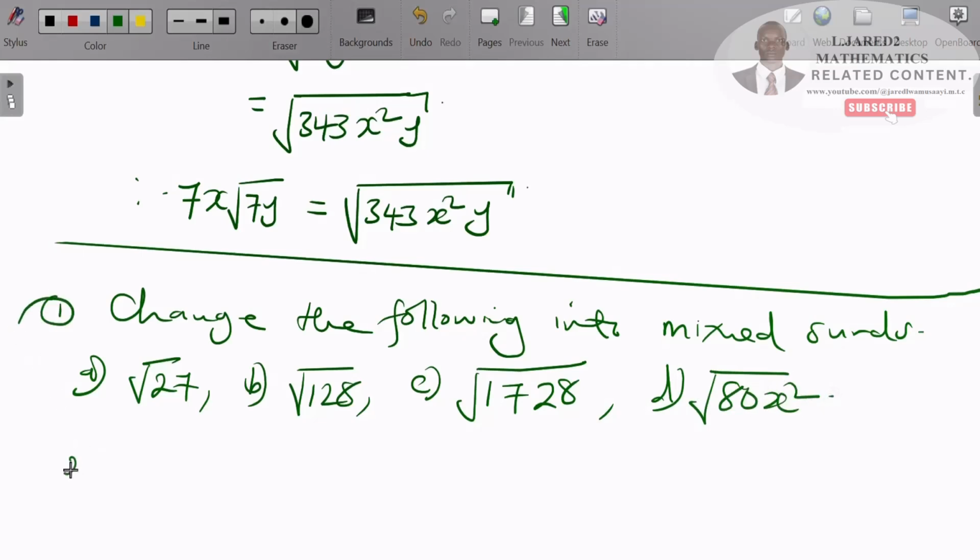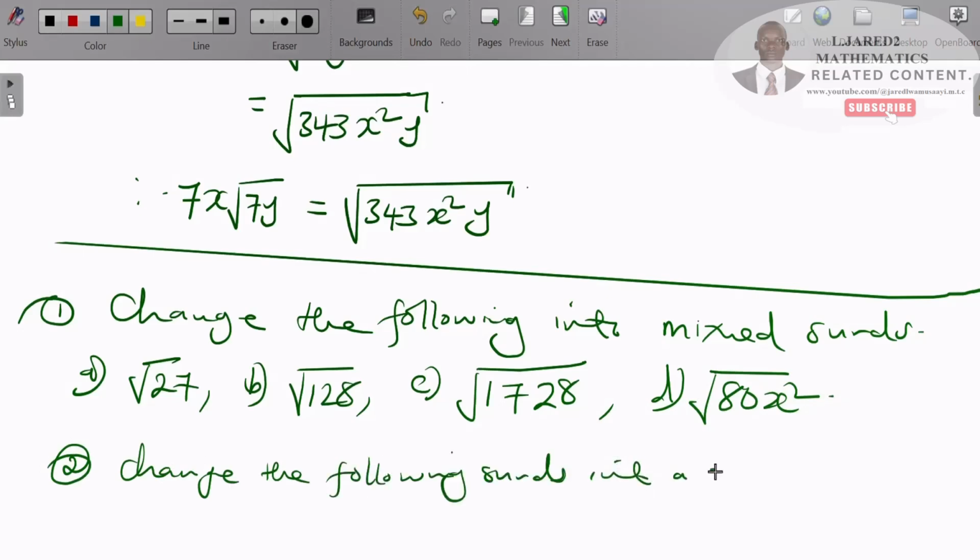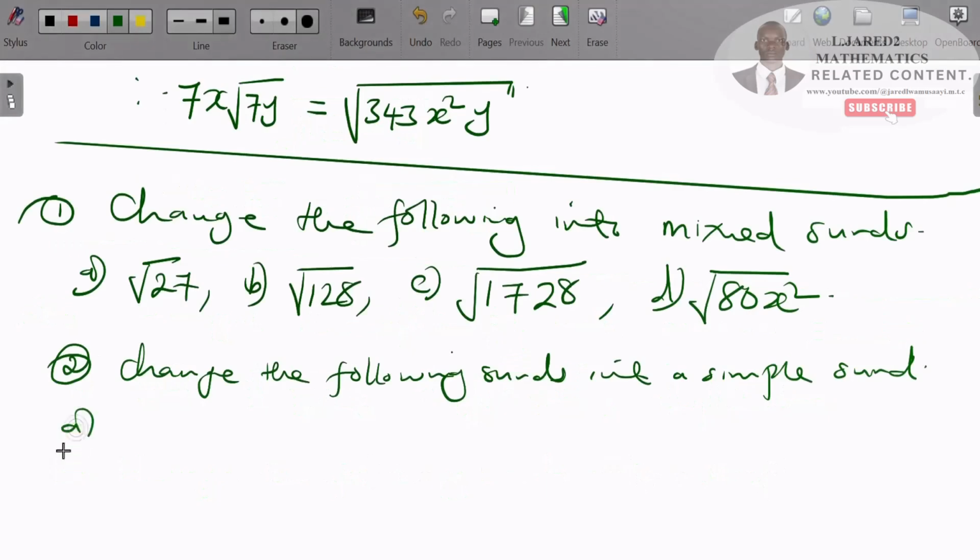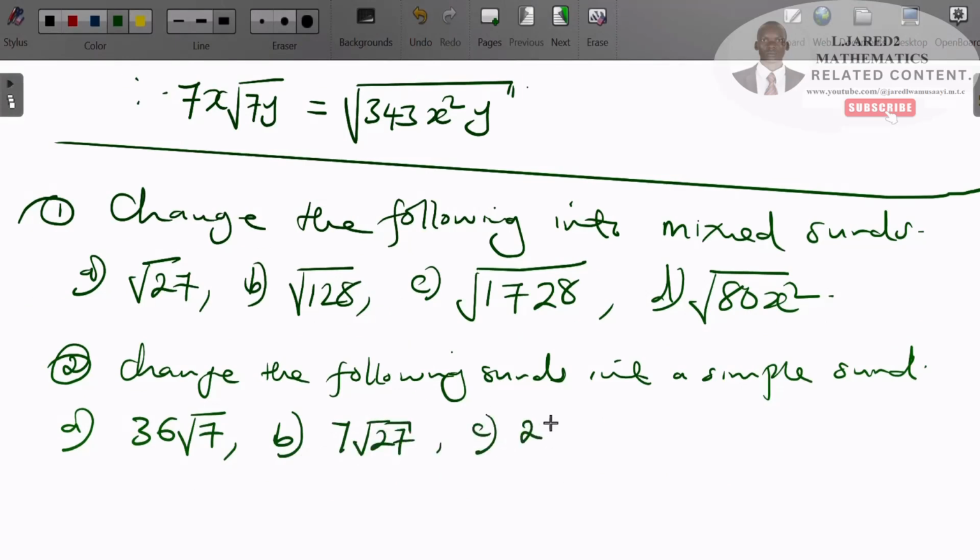Then number 2, we have to change the following surds into simple surds. You can have part A, you have 36 square root 7. Part B, you have 7 square root 27. Part C, we have 24 square root 26. And last, part D, we have x squared square root 29.